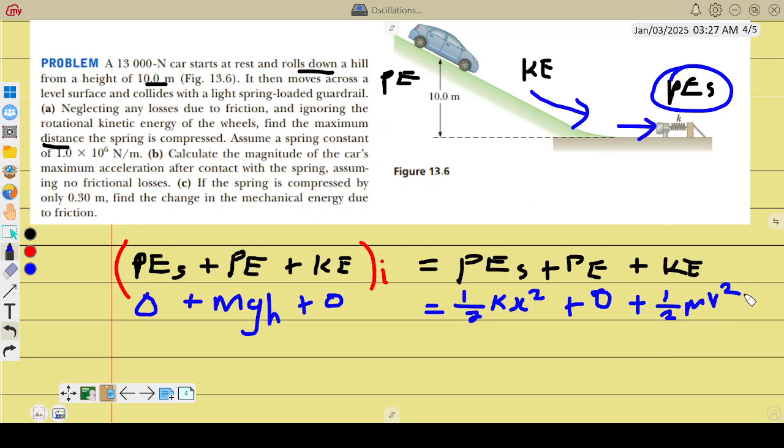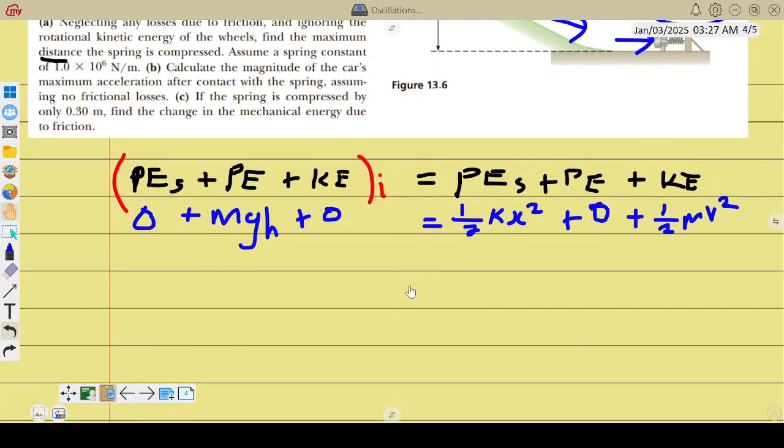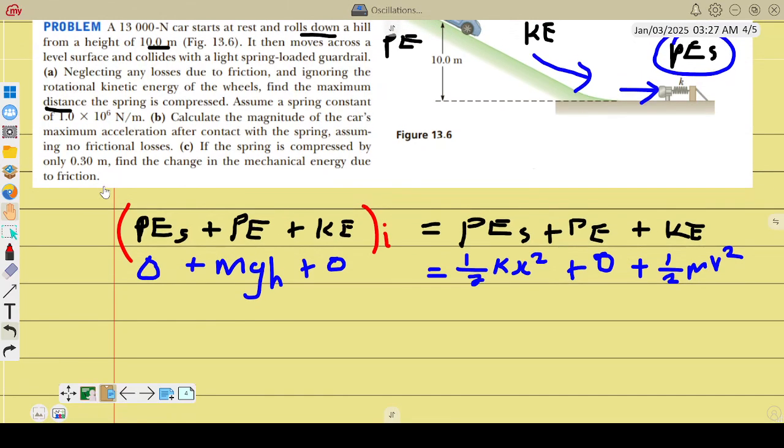mv squared. So having collected our data, or having substituted the formulas, we can now plug in the values. What is the mass? So the mass is, where's the mass? We can't see the mass. Oh, at this point, I've remembered one detail.